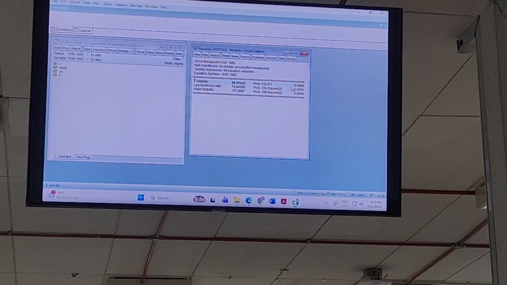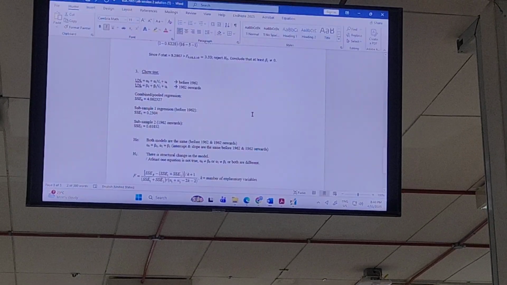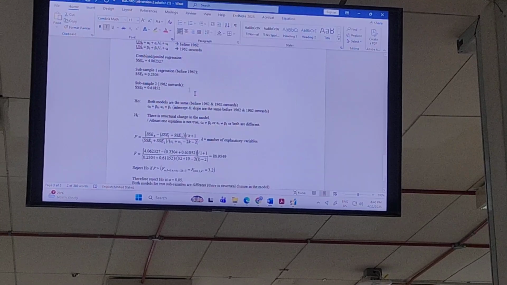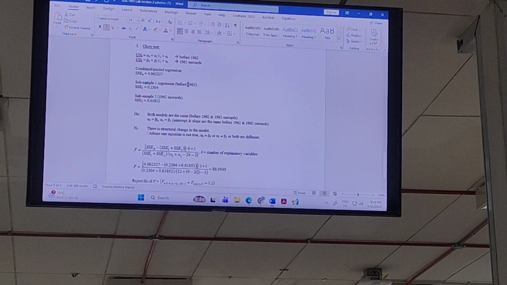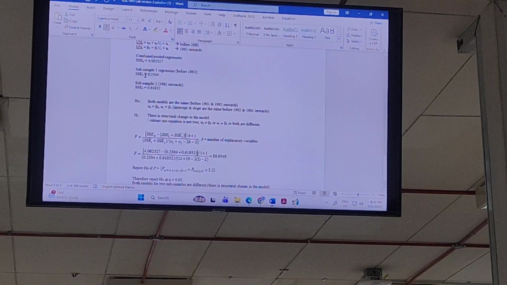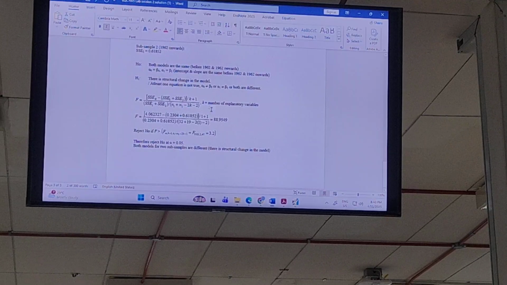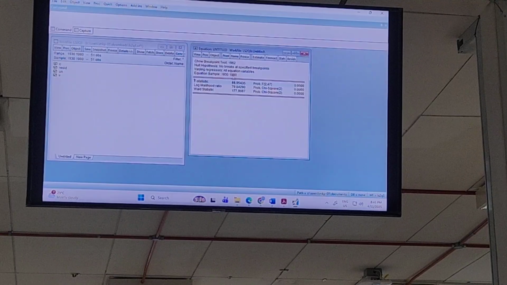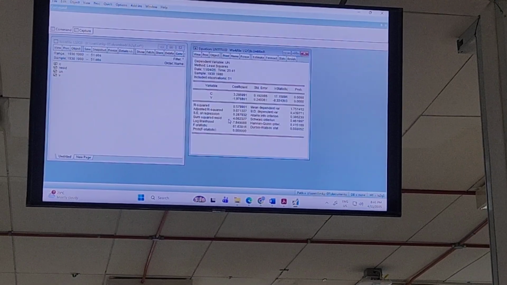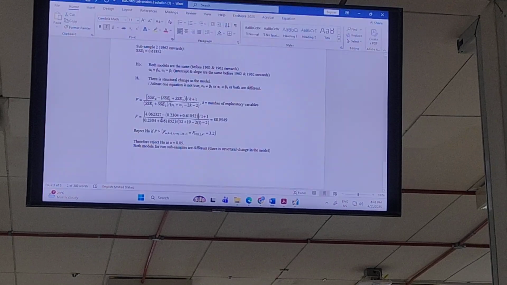So this is usually easy, but if you want to do it manually, what you need to do, you need to estimate the model using all data, and then you split the data into two, you estimate separately, subsample 1, subsample 2, and then you get SSE, and then you can calculate the test statistic using this formula. So this is the pooled model, the pooled data. Just now you got SSE here, sum square residual 4.06.